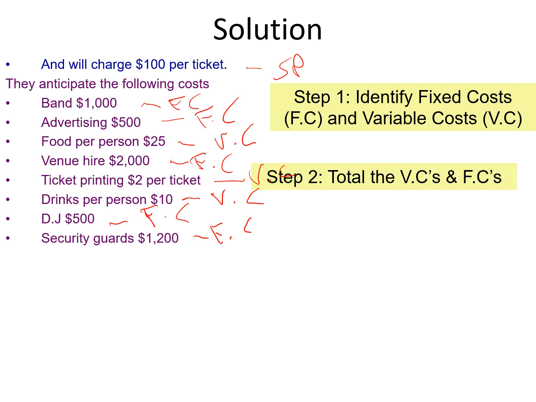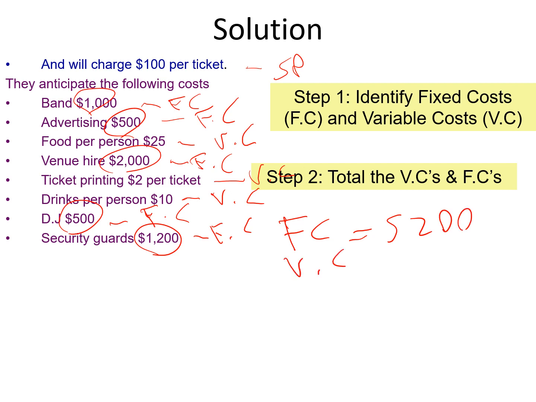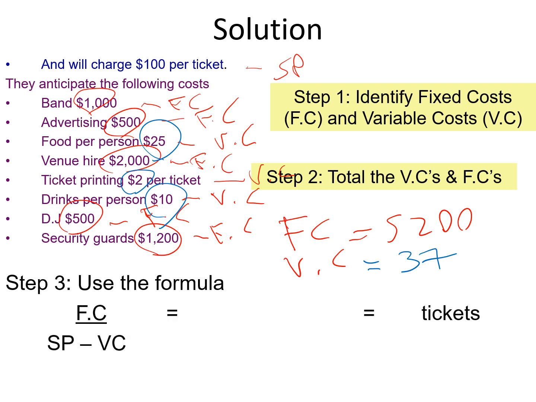Then we total them up in terms of our numbers. So if we total up all our fixed costs, 1,000, 500, 2,000, another 500 here, 1,200, that equals, fixed cost equals 5,200. And then we calculate our variable costs. Let's change color here. We've got 25 there, plus 2, plus 10, so that equals 37. We're nearly there. Then we use our formula.